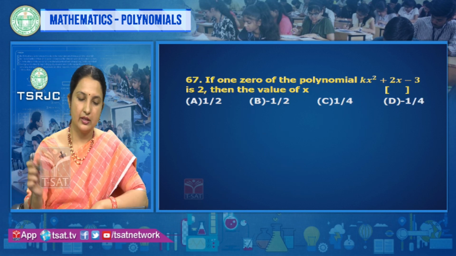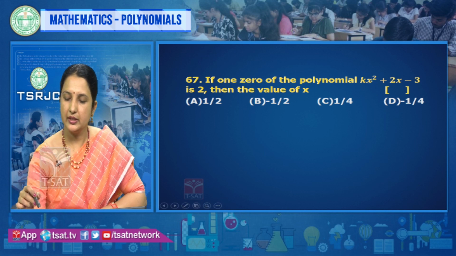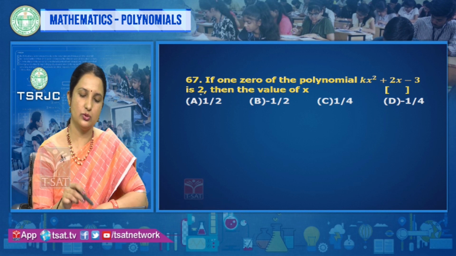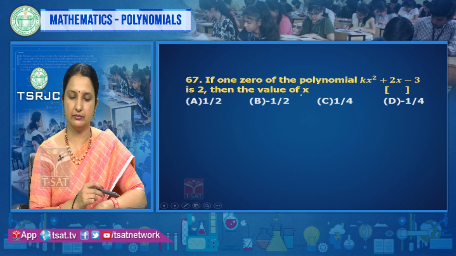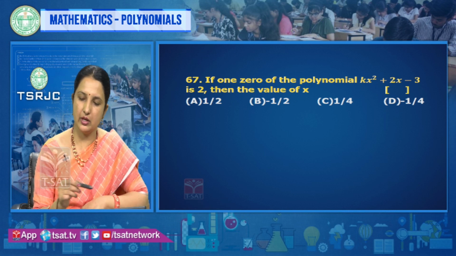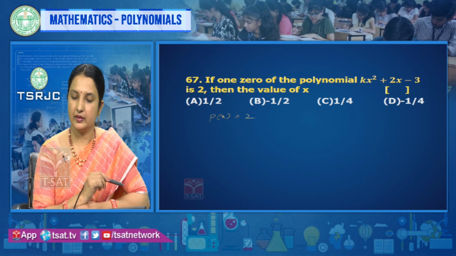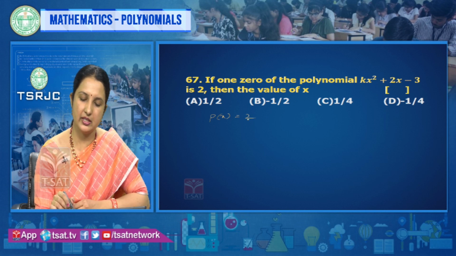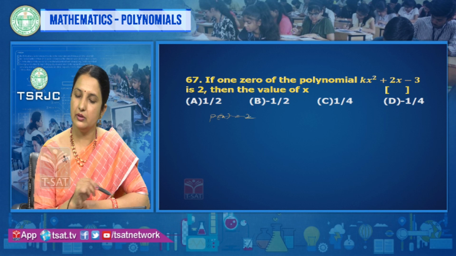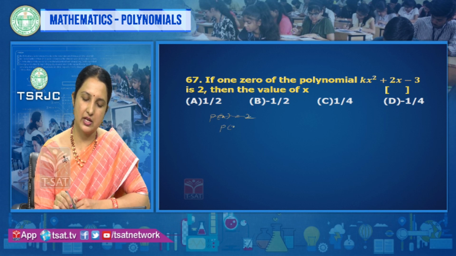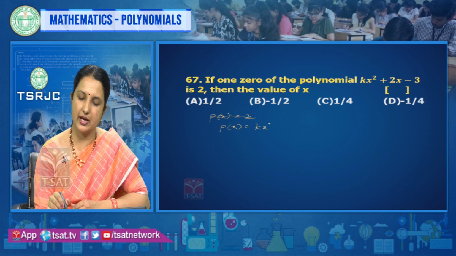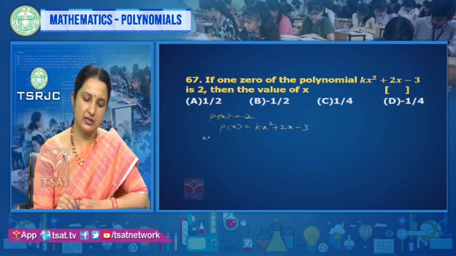Next, if one zero of the polynomial kx square plus 2x minus 3 is 2, then the value of k. One zero of the polynomial is given as 2, that means p of x equals 0 at x equals 2. What is p of x? Kx square plus 2x minus 3. One zero is given as 2, so x equals 2 is given.